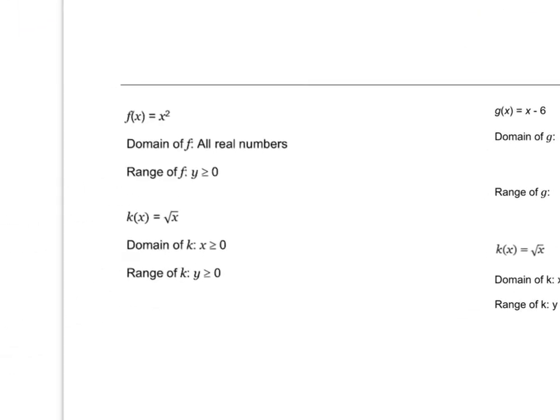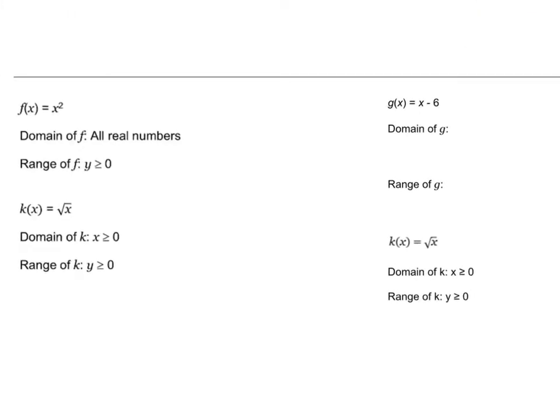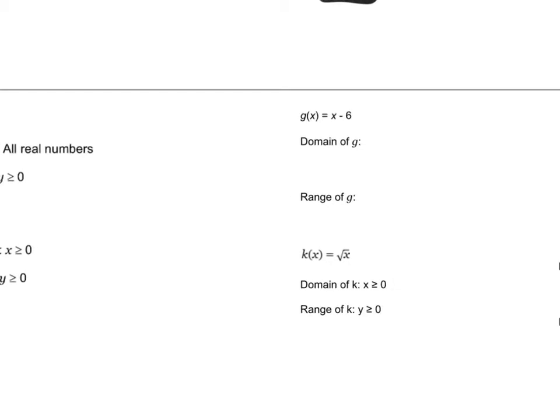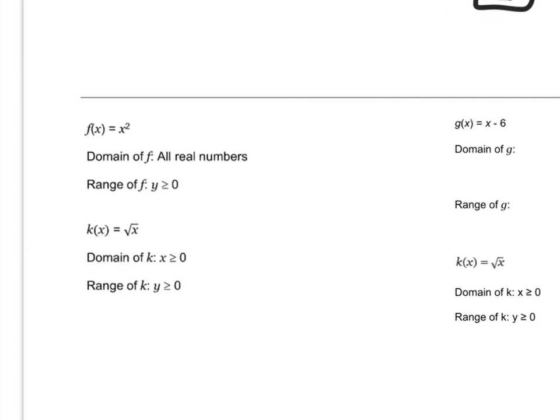All right. Okay, let's take a look on this. We have these two functions, f of x is equal to x squared, and we have the function k of x is equal to the square root of x, okay? The function f of x equals x squared, the domain of f is all real numbers, and the range of that is positive y values.